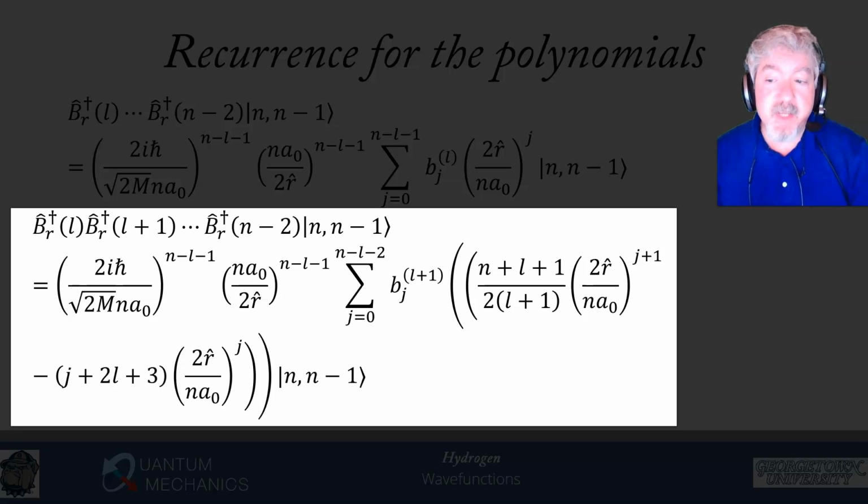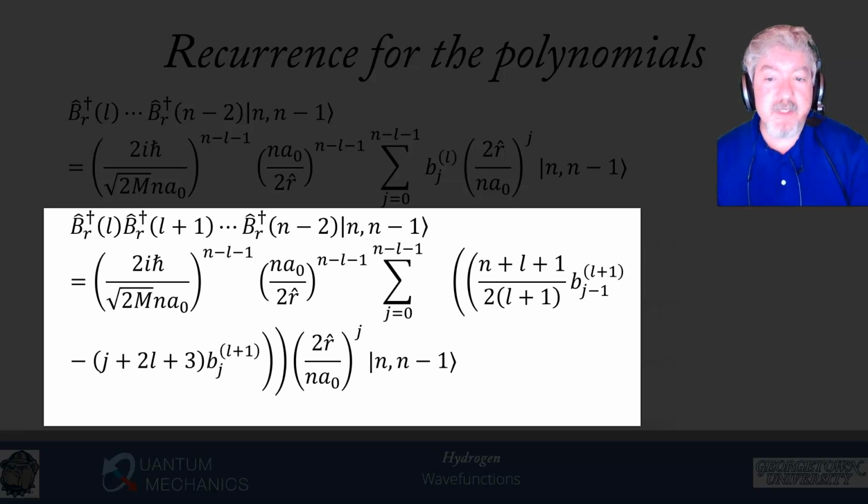And for the term with a j plus 1, I'm going to let j go to j minus 1, which means that sum will go from 1 to n minus l minus 1. And then that b index is going to become a b of j plus 1. And the exponent will lose a term when I do that. So I now have a combination of the b's. I have these terms with a b j minus 1 and the terms with a b j. And of course, we just set this equal to the expression above.